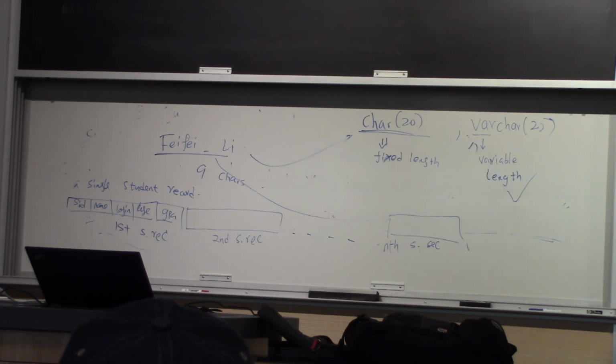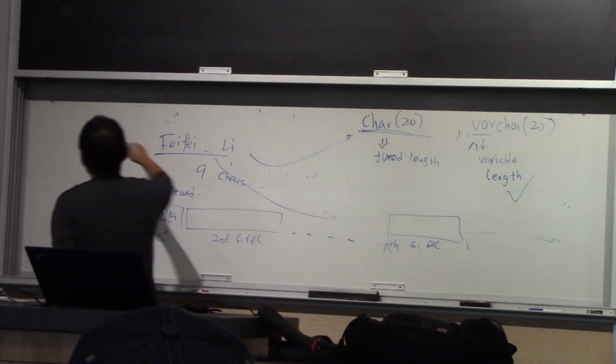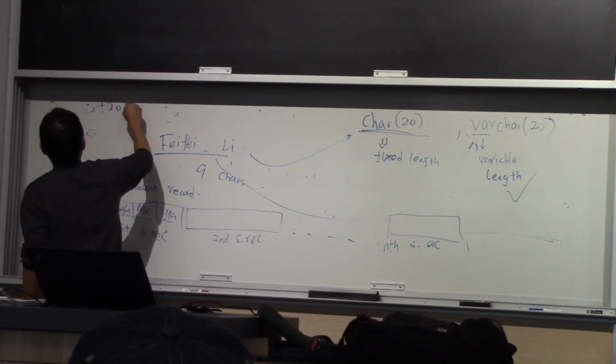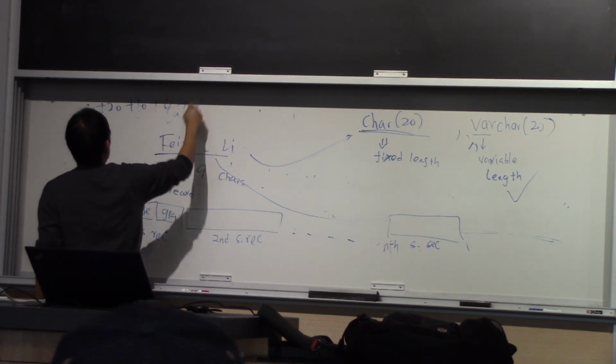So for example, if I assume integer 4 bytes, float 8 bytes, each student record will be 82 bytes. 20 plus 20 plus 10 plus 4 plus 8.